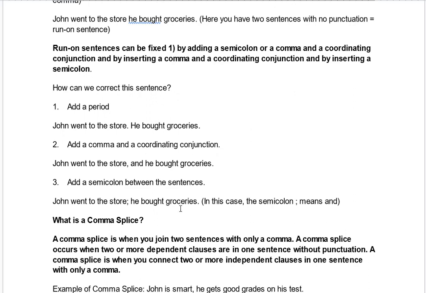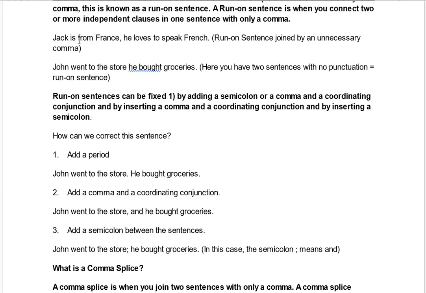So here are some examples. All of these sentences: Jack is from France, he loves to speak French. John went to the store, he bought groceries. These are all incorrect because of incorrect punctuation. So we fix the sentences by adding a period: John went to the store. He bought groceries. You add a comma and a coordinating conjunction: John went to the store, and he bought groceries. Or we add a semicolon: John went to the store; he bought groceries. So these are the different ways in which you can fix comma splices and run-on sentences.